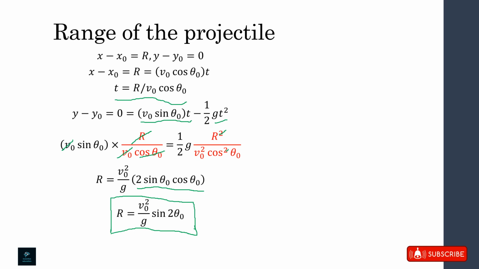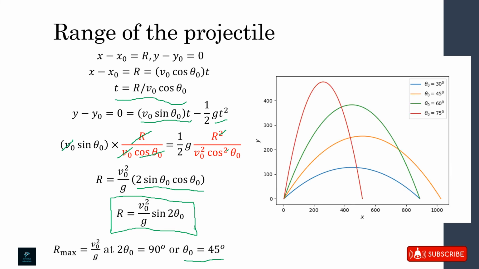Now the range is maximum when sin 2 theta is 1. Therefore, R max is equal to v0 square by g, and this occurs when 2 theta 0 is equal to 90 degrees, or theta 0 equal to 45 degrees. Thus, when a projectile is launched at an initial angle of 45 degrees, the range of the projectile is maximum.